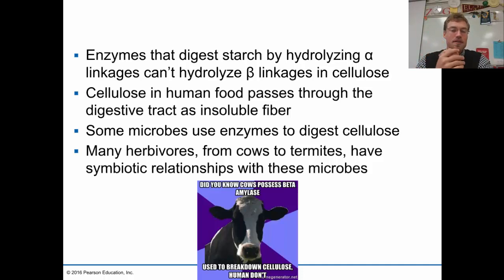Some microbes use enzymes to digest cellulose, so there are microbes that can do this. And so many herbivores, including cows, or also termites, have a symbiotic relationship with these microbes. The microbes live in their gut. The microbes help to break down the cellulose, and then that provides energy for the herbivores.